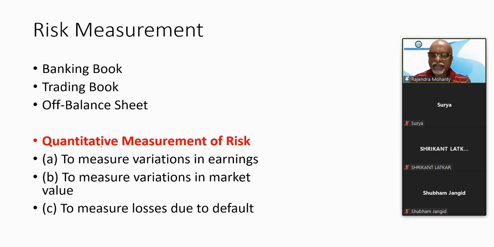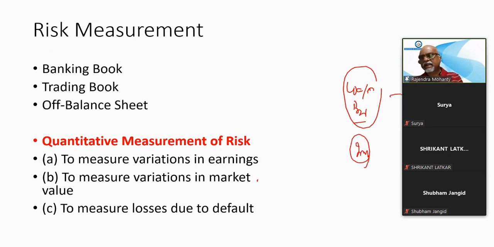So for measurement of the market value of the security when it is going down, the simple interest rate gap will not be enough to measure. So that is a different method. We'll see what are the methods for calculation. Okay. Third thing is to measure the losses due to default. So now in case of loans and advances, borrowings, or in case of investments, there is a counterparty involved.